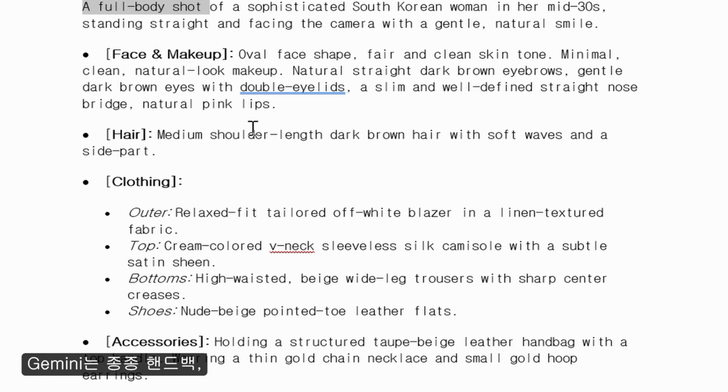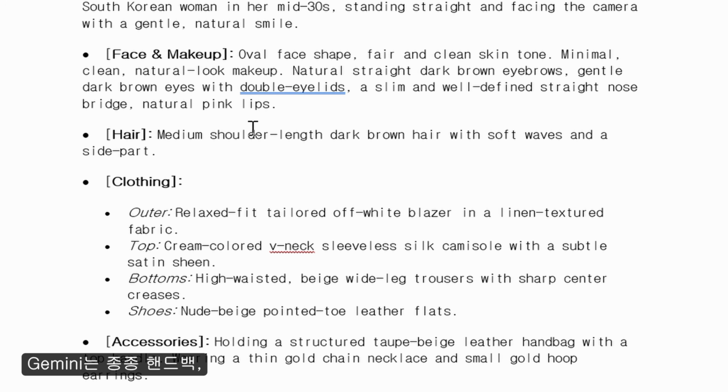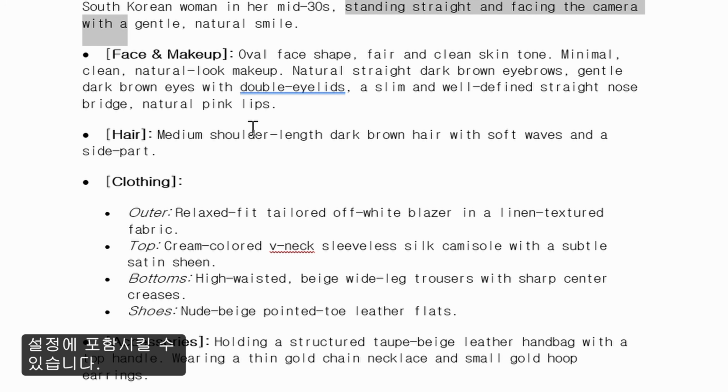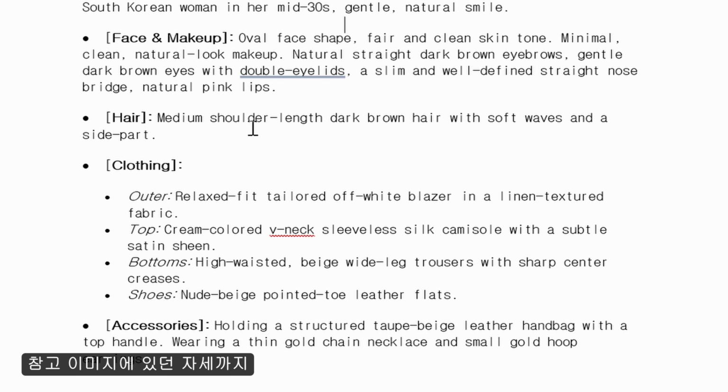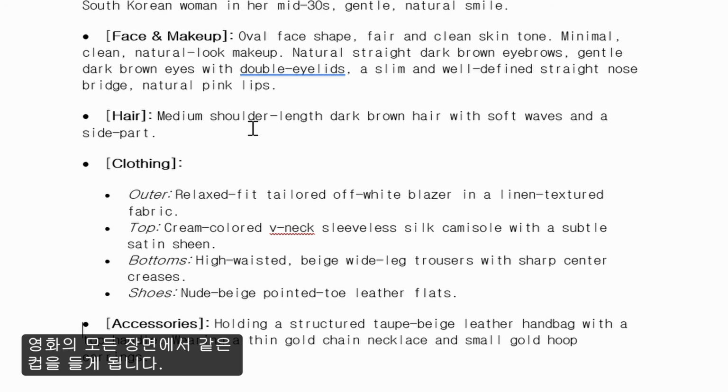Gemini will often automatically bake accidental items into the code, like a handbag, a coffee cup, or a book that happened to be in the reference photo. It might even latch onto a temporary posture. If you deploy this code without catching those errors, your character will be permanently stuck holding that exact cup in every single scene of your movie.